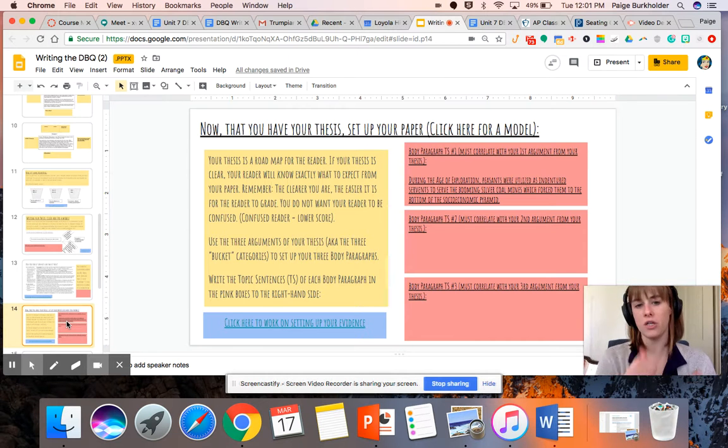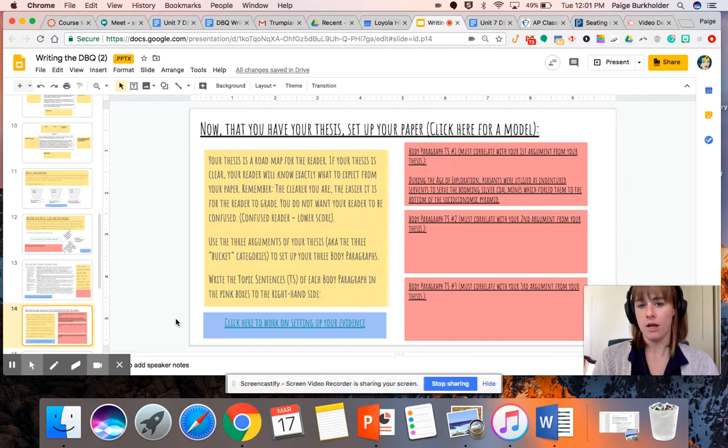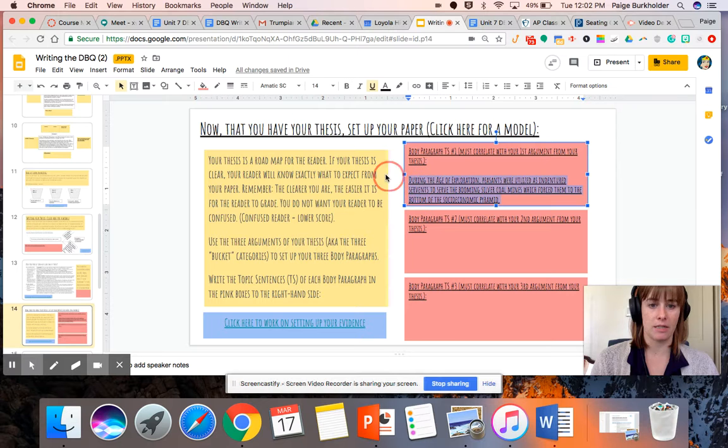So the first cue is your topic sentence. If my first argument, my first category, is social effects that altered lifestyles for peasants, I am going to make a very specific topic sentence that sets up my body paragraph and says something a little bit more about peasants' lifestyles being altered.